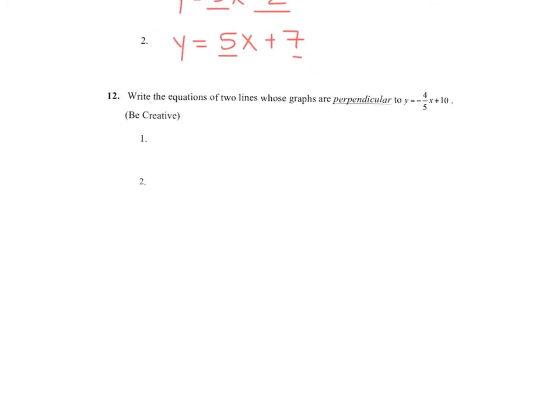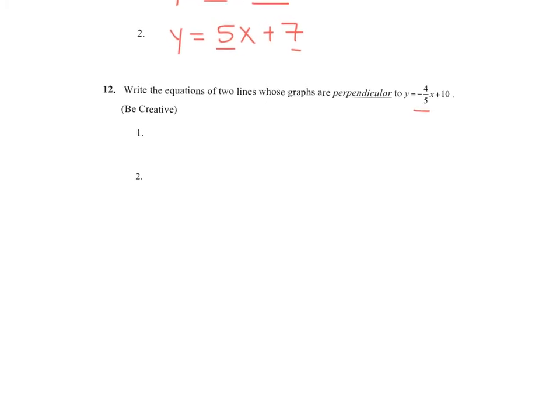Okay, number 12. Perpendicular to -4/5, you need the opposite reciprocal. So that means my perpendicular slope is going to be positive 5 over 4. So we could say something like y equals 5/4 x plus 6. Or we could say y equals 5/4 x minus 11. You've got lots of options, but that would be 2 of them.